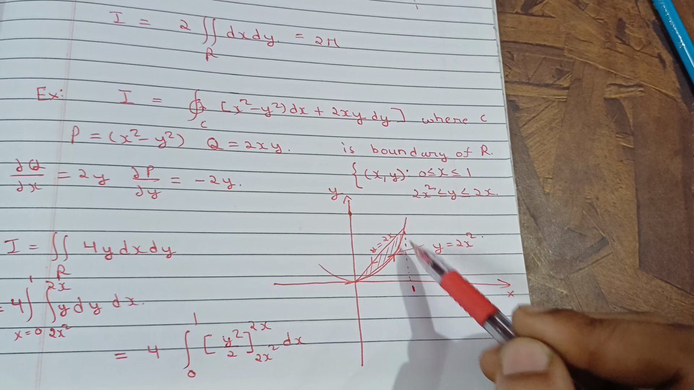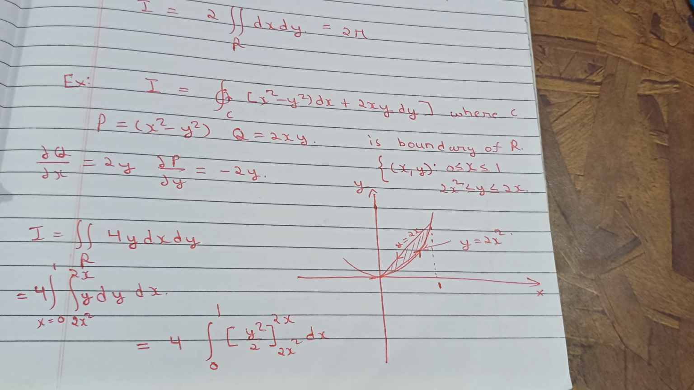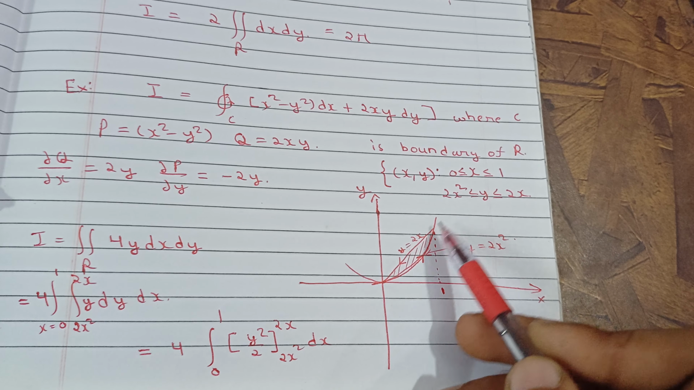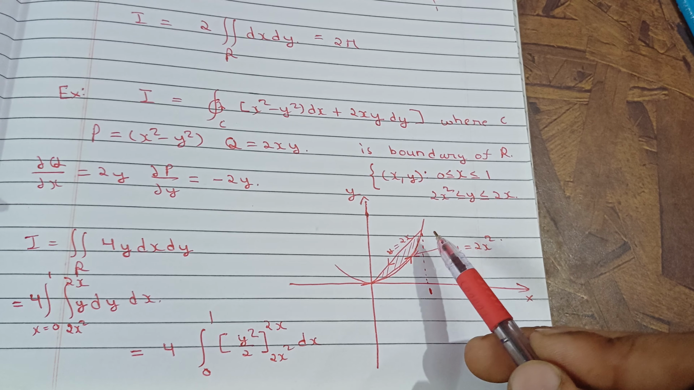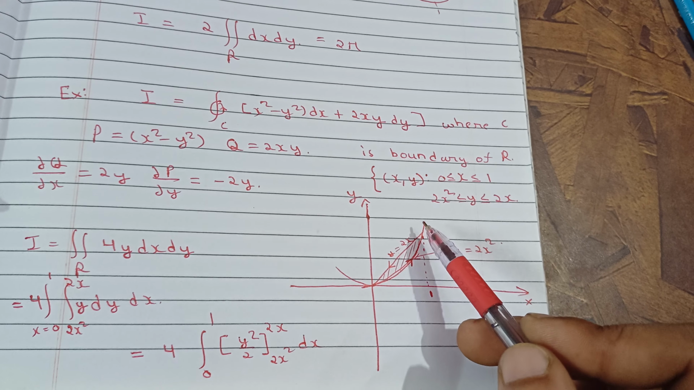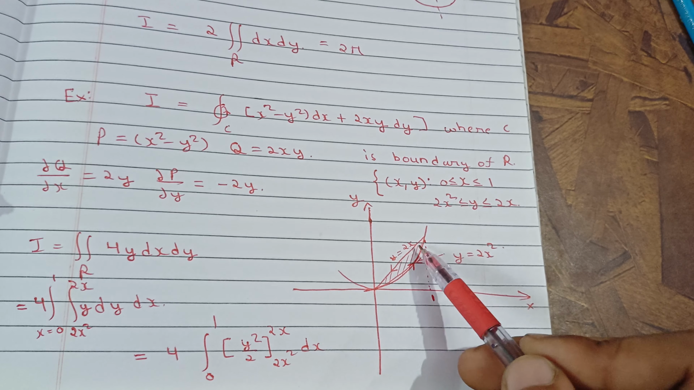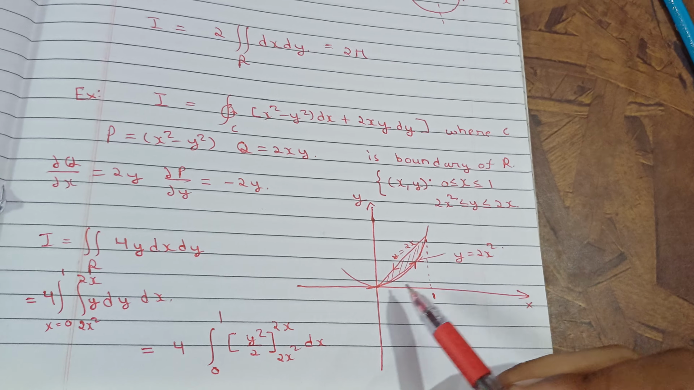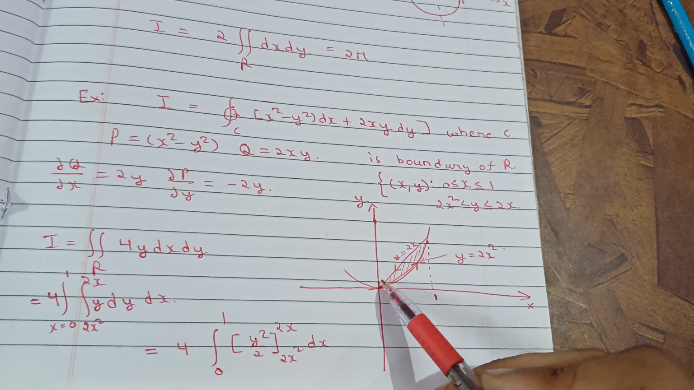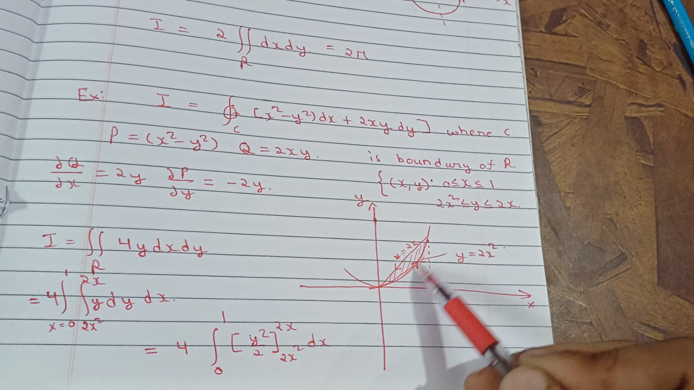So the intersection of these curves, meaning the region less than y equal to 2x and the region greater than y equal to x square, will lie inside this. So this will be your region, and x is lying between 0 to 1 only. So only this is your contour, and this will be your direction.